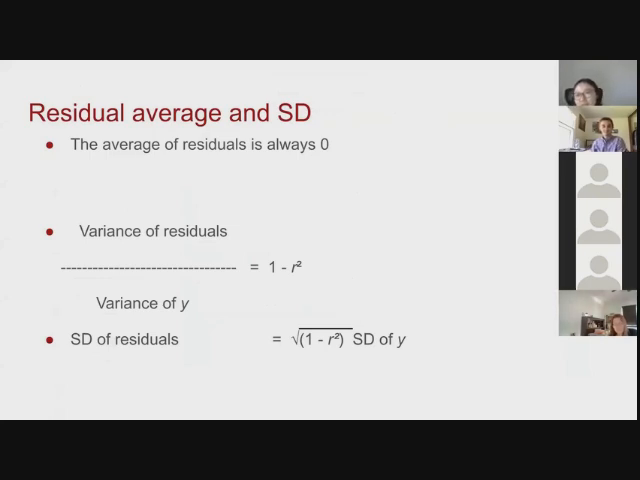Just to bring us back to what we know already, the average of the residuals is 0. And now we know the relationship between the variance of residuals and the variance of y: that ratio is 1 minus r squared. So this is also telling us that if I'm able to get the standard deviation of the residuals, it's going to be the square root of 1 minus r squared times the standard deviation of y.